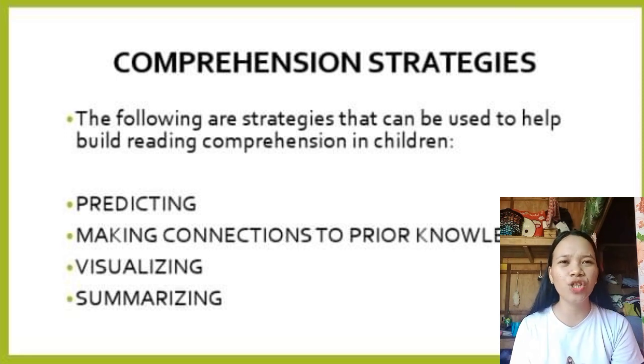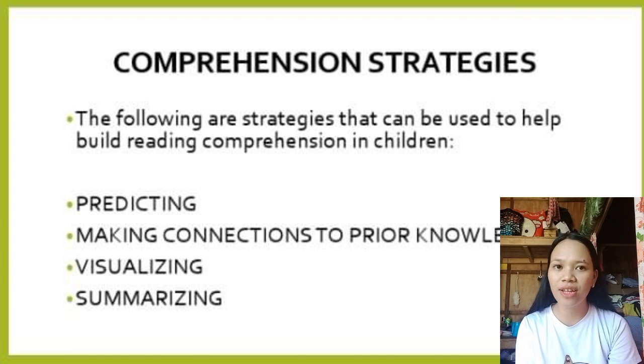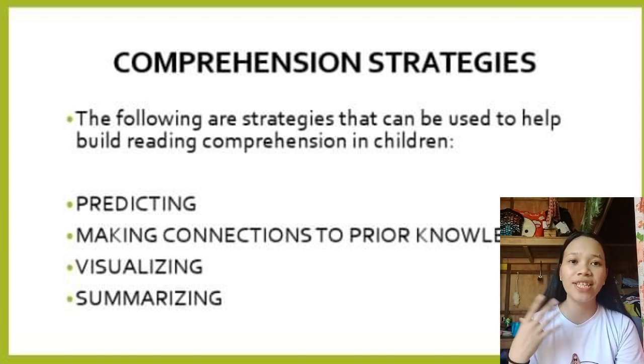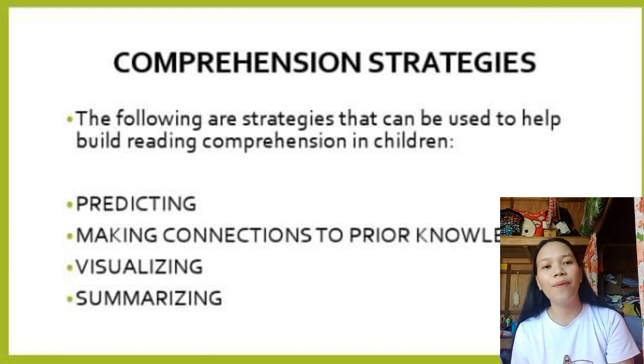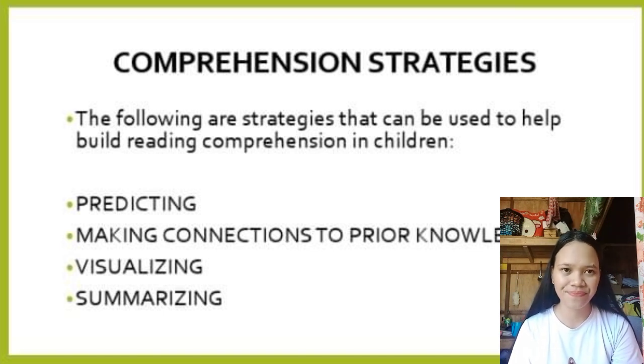The third one is visualizing. Visualizing is also a strategy used to increase reading comprehension. It requires getting children to create in their minds a mental image of what they read from the text. Children can mentally envision what they are reading. The mental image helps children understand, recall details, remember, and draw conclusions from the things they encountered while reading.